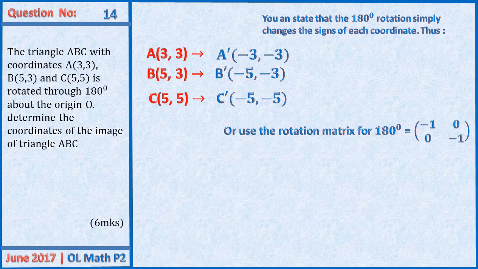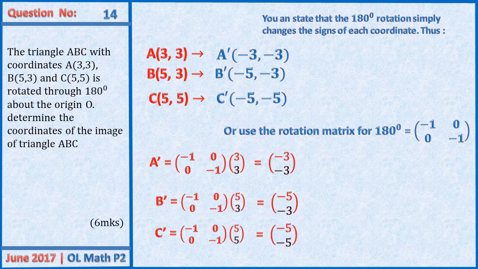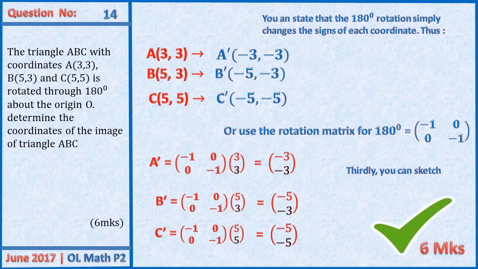And the rotation matrix is (-1, 0, 0, -1). So let us look for the image of A. You multiply A by (3, 3), you have (-3, -3), just like the first answer we had. B, you have (-5, -3). And C, you equally have (-5, -5). A third way to do this is to sketch. You can sketch, but since there is no space in this section A of paper 2, it will be best to use maybe the second method or the first.